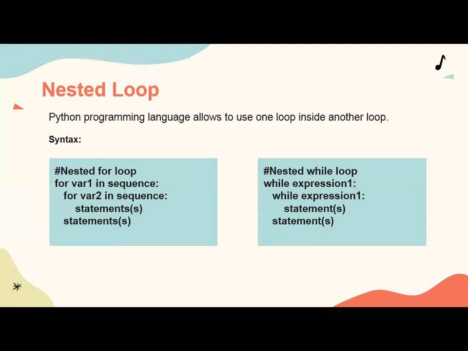This is for nested for loops: for variable 1 in sequence, and after that, once again another for loop, for variable 2 in sequence, then statements. After that, execute other statements. It's the nested while loop: while expression 1, after that, while expression 2, then statements. After that, the statements are executed.